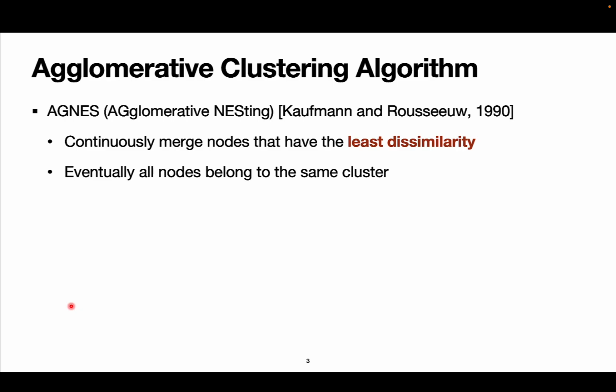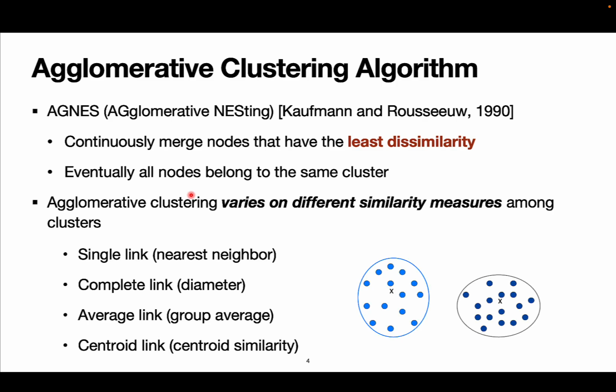The AGNES algorithm continuously merges nodes that are least dissimilar or most similar, based on a distance or a similarity measure. Eventually, all the nodes are going to belong to the same cluster. However, the final clustering is going to depend on which cluster linkage method was used in the merging process. Next, we will go over a number of cluster linkage methods.